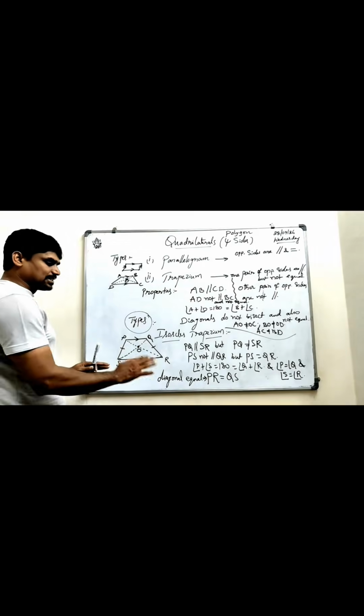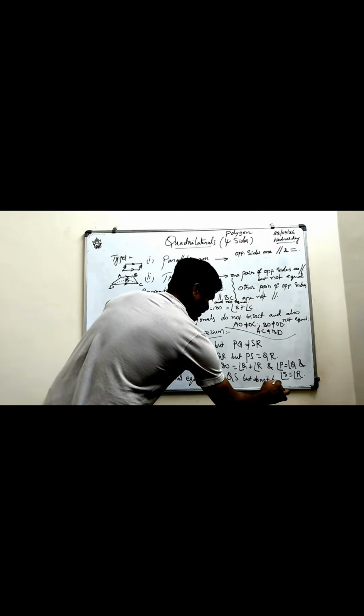Upper two and lower two angles are equal. Diagonals equal but do not bisect. Just the properties one by one.